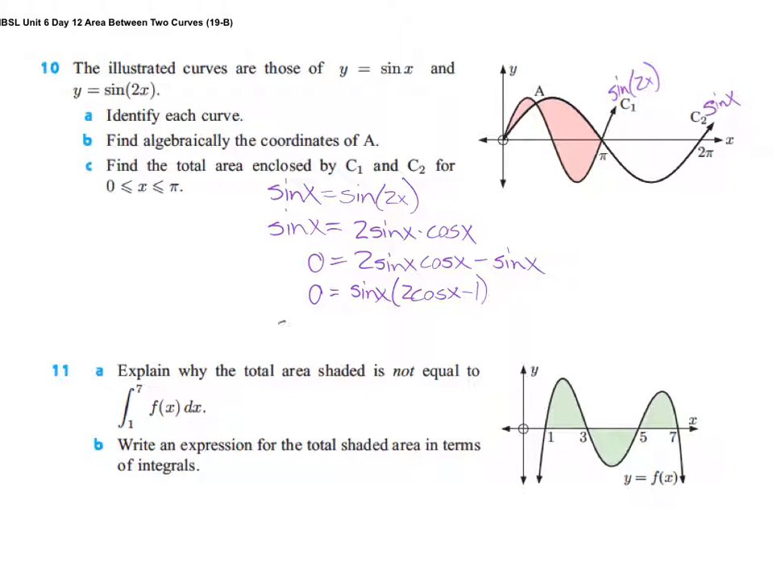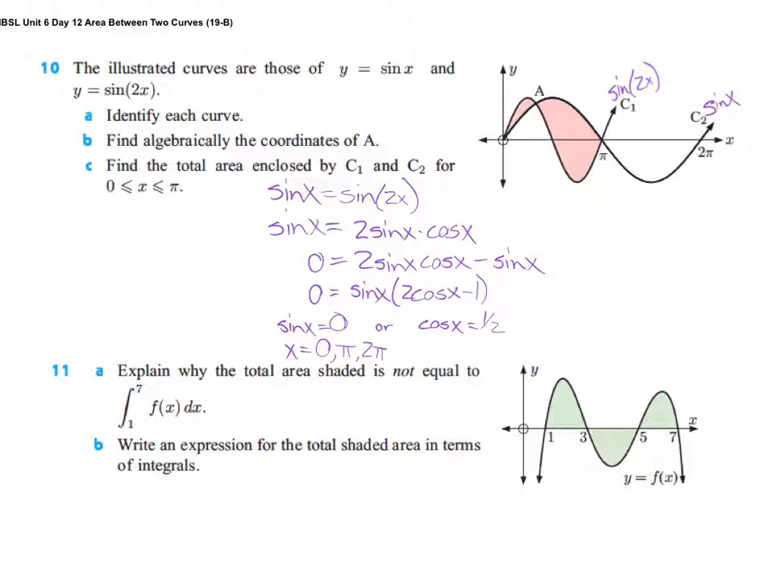So now I know that either sine equals 0 or 2 cosine minus 1 equals 0, which means that cosine equals 1/2. And now we use our unit circle to figure out our answers. Where does sine equal 0? At 0 and pi, good job. At 0 and pi, and again at 2 pi as well.